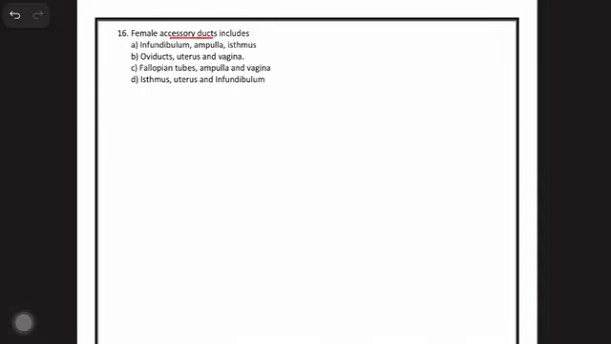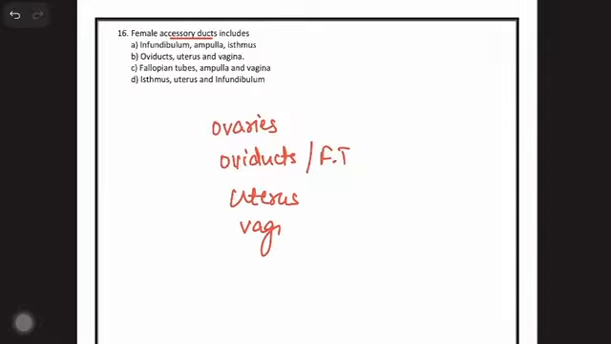Female accessory ducts include. Okay, female reproductive system has ovaries, oviducts, or what are also called fallopian tubes, uterus, vagina, and uterus has a part called cervix, which is also mentioned in your NCERT as a part of reproductive system separately. So ovaries are main or primary organs. So oviducts, uterus, and vagina, including cervix, is a part of accessory duct.